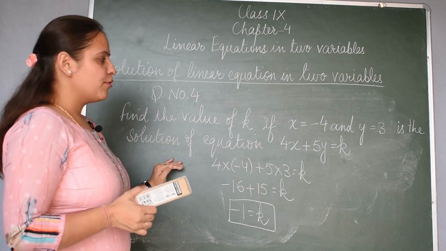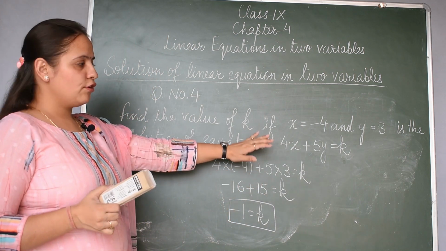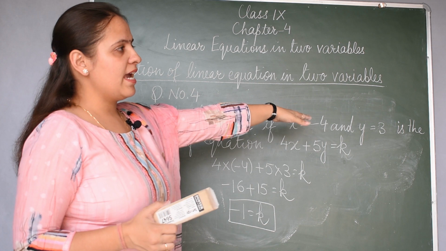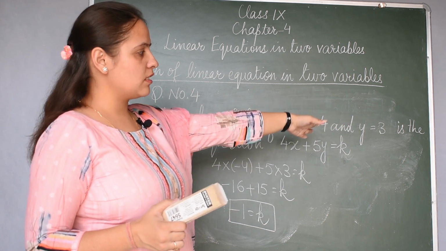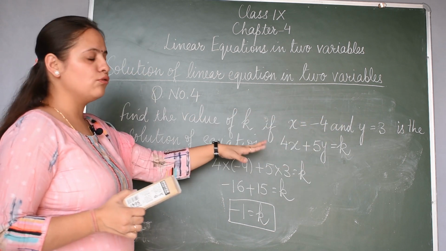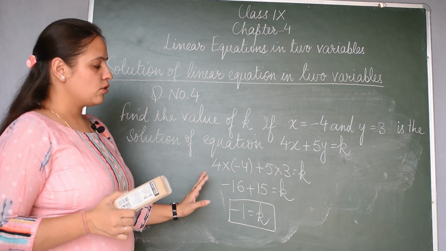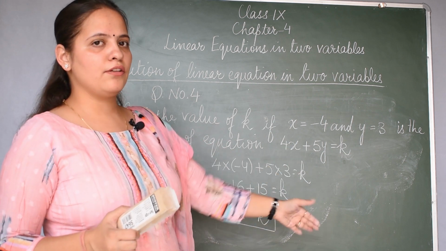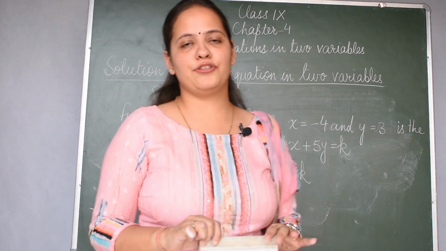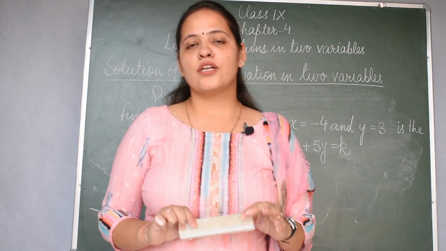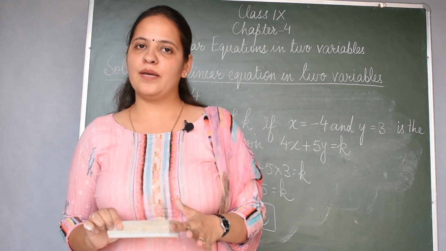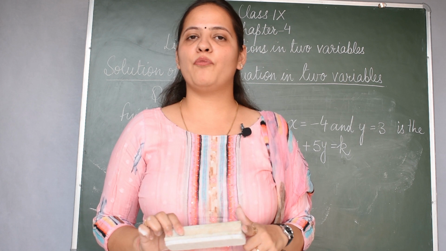And the last type of question is where you find out the value of k. If you are given the x and y values, meaning the solution is given to you, and you need to find out the value of k, you have to just substitute the values and you will get the value of the unknown constant, that is k. So through this session, you will be able to solve exercise 4.2.